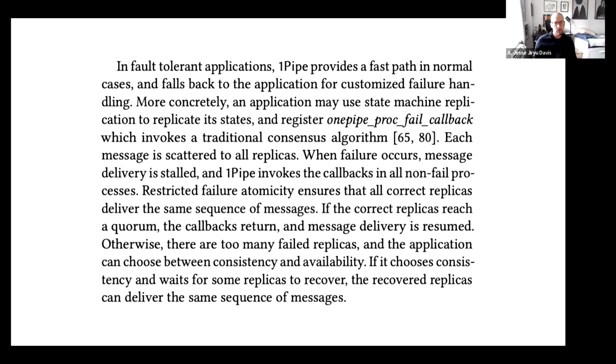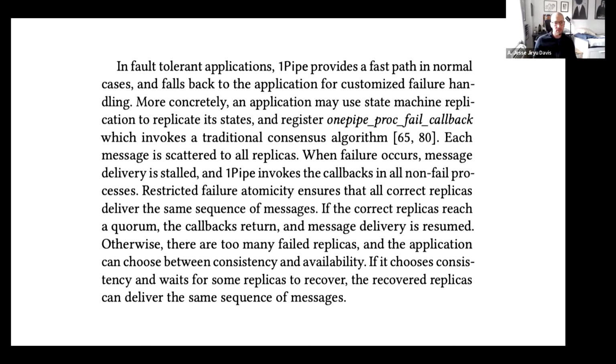When failure occurs, message delivery is stalled, and OnePipe invokes the callbacks in all non-fail processes. This seems to suggest some sort of coordination, some kind of like stop the world. And I don't understand how it's going to achieve that in a distributed system. It seems kind of like the distributed snapshot problem.